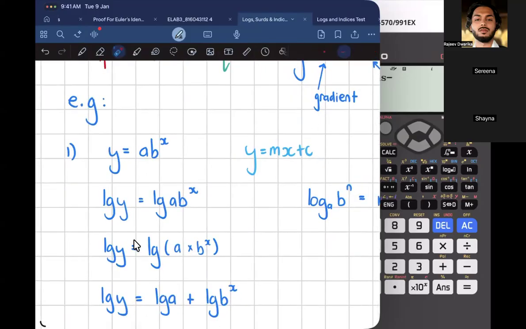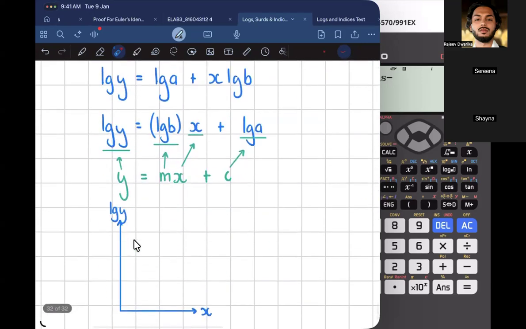Tell me, Serena, if I use this function and I put in values for x, am I ever going to get a graph for a linear function? No. So you understand you can't plot y versus x. But if I were to plot log y versus x, I get a straight line graph. And the gradient would be log b, and the y-intercept would be log a. Yes. That is what I'm trying to get at.